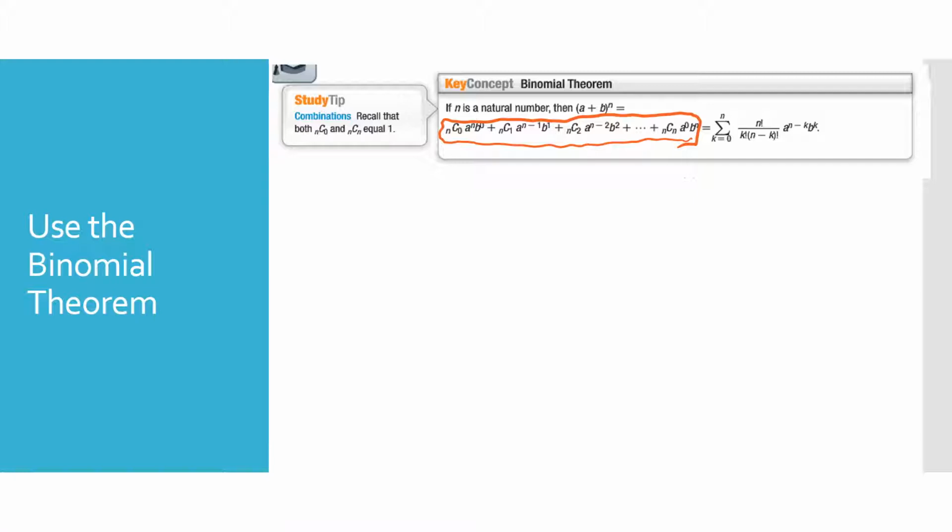Okay, now if I notice here, I can see that I got combinatorics. I got NC0, like there. I got NC1, and so on down the line. So let's look at how we could rewrite this as a combinatorics, and then we'll move to the calculator.